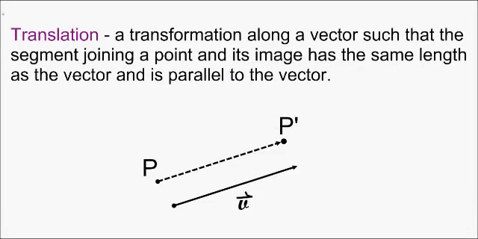Okay, so a translation we can think about as a transformation along a vector such that the segment joining a point and its image has the same length as the vector and it is parallel to the vector. So we talked about how a translation, you're sliding a fixed distance. That fixed distance is the vector, so however long the vector is, and it's sliding in that direction along the vector.